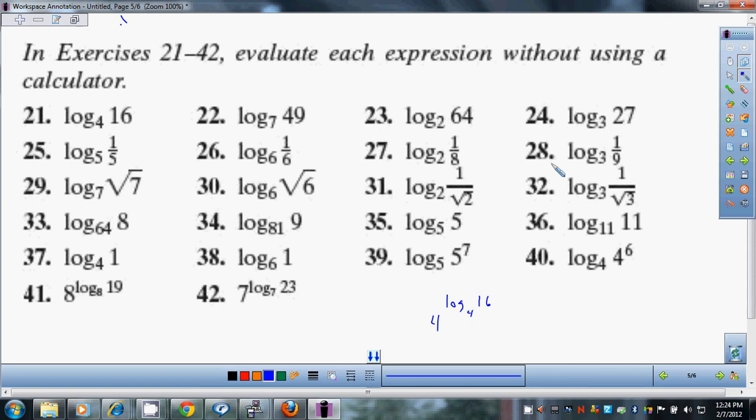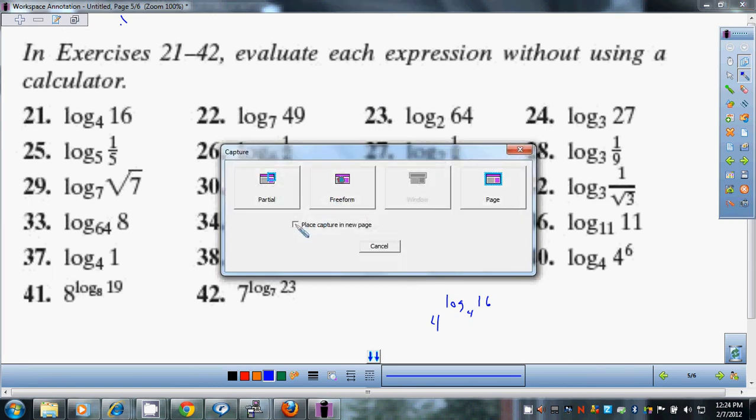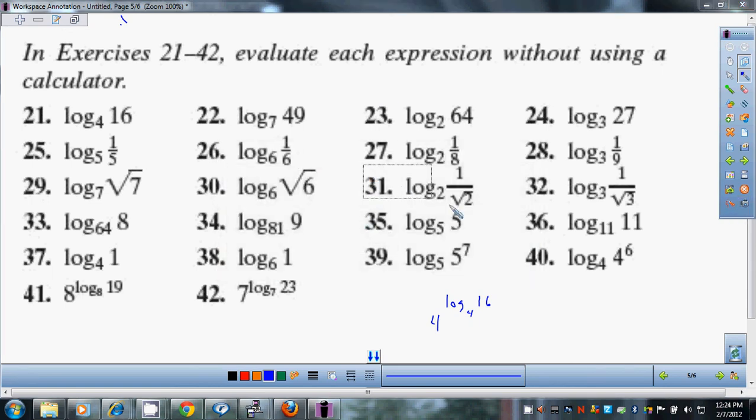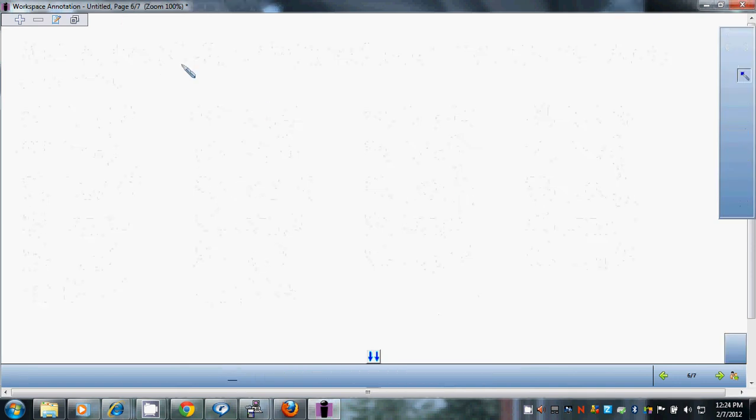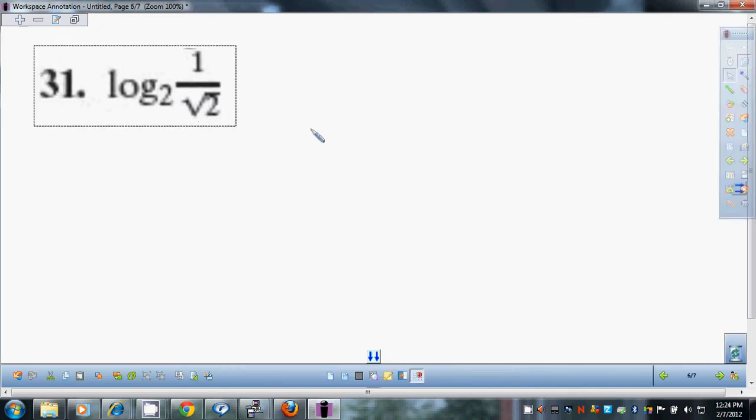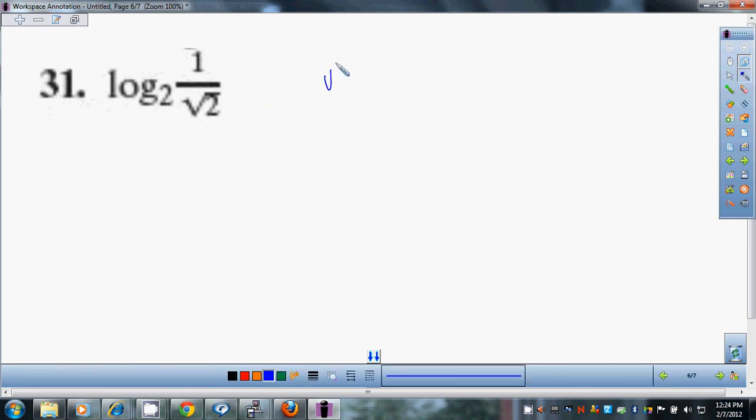Let me take that one away so we have more space. Because radical 2 is in the denominator, that little fraction right there is the same as radical 2 to the negative 1. Also, because a root is just a fractional exponent, this is the same thing as 2 to the negative 1/2. So really, you're taking log base 2 of 2 to the negative 1/2. So it's just going to be negative 1/2. It's just going to be whatever the exponent is.